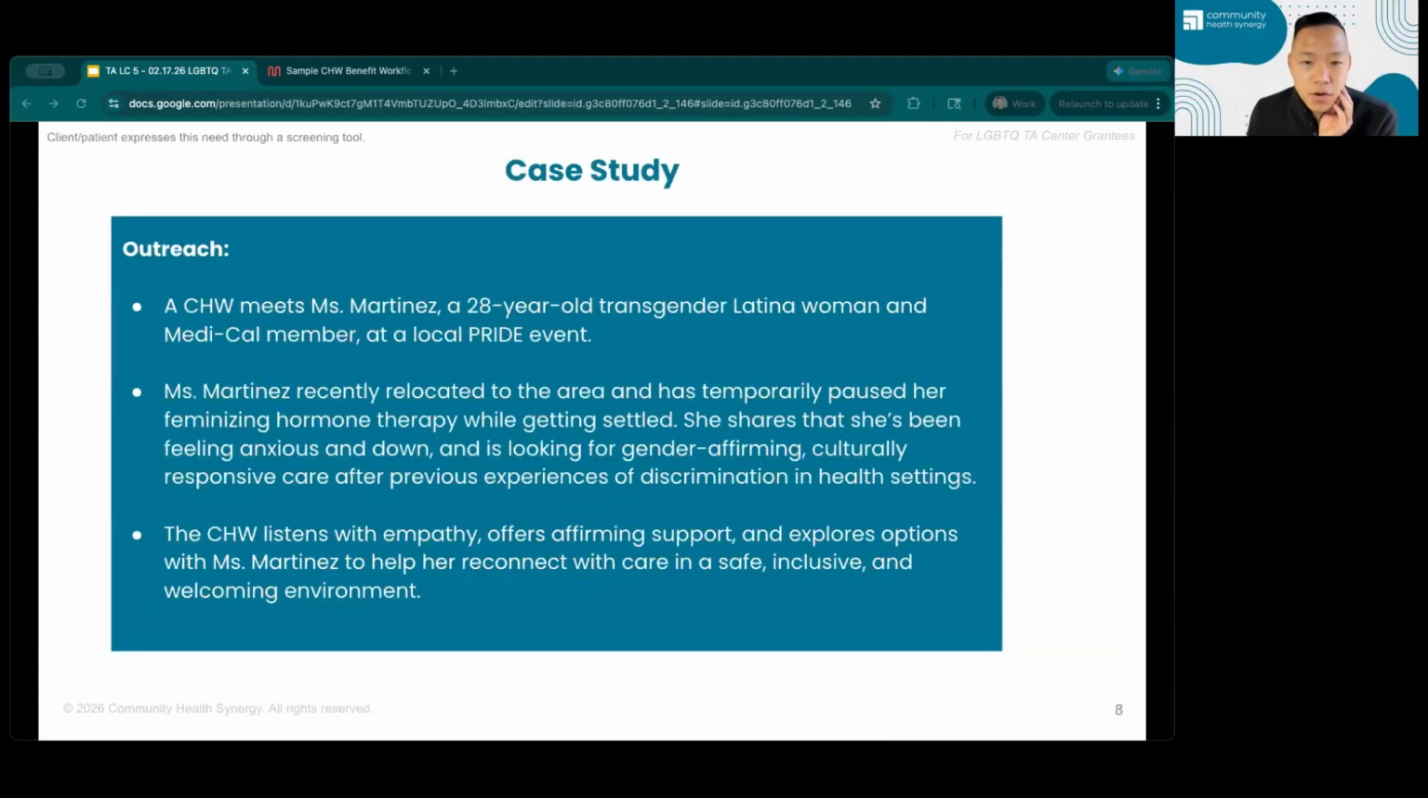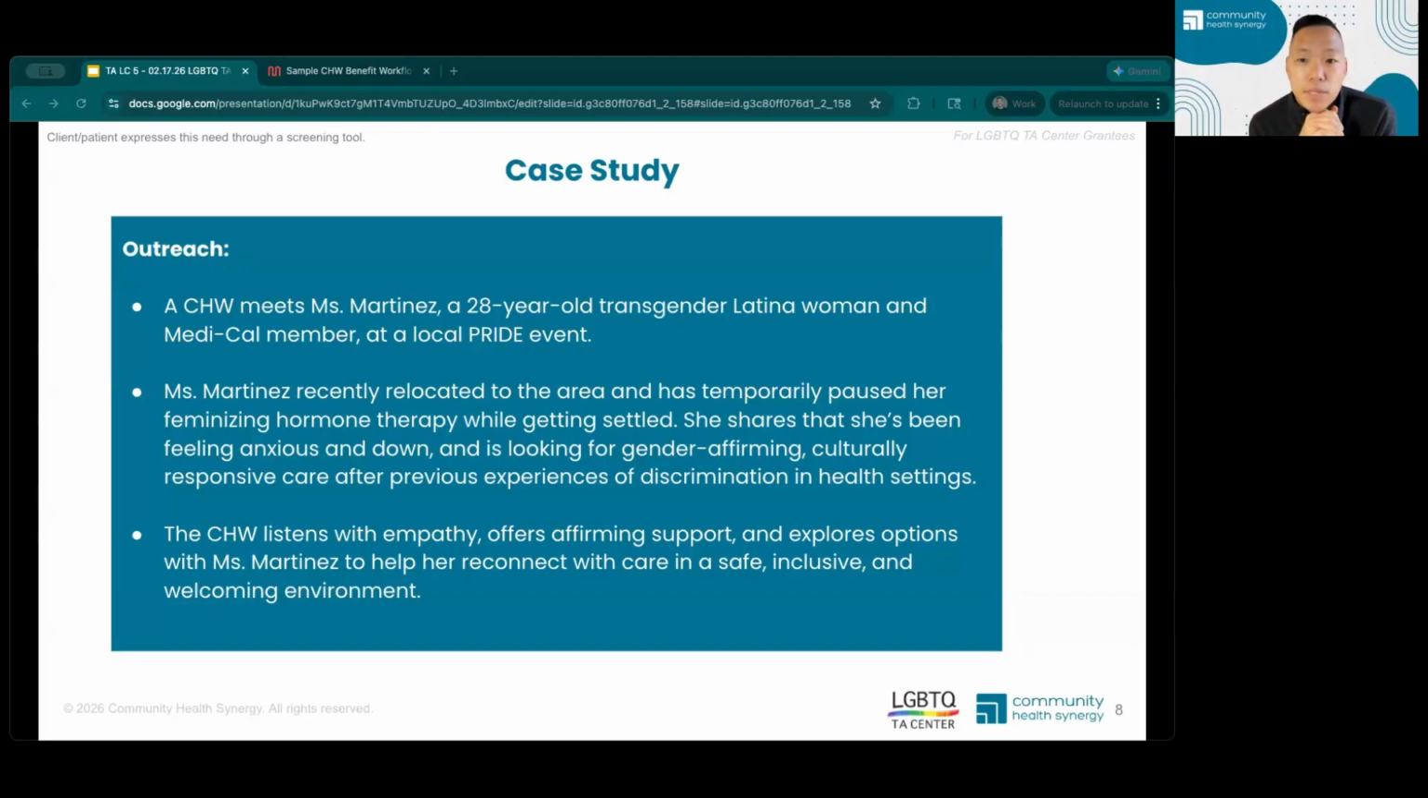So we'll go on to this case study here. This case study was developed by our team, trying to think thoughtfully about some of the clients and patients and some of the populations of focus you all serve across California.